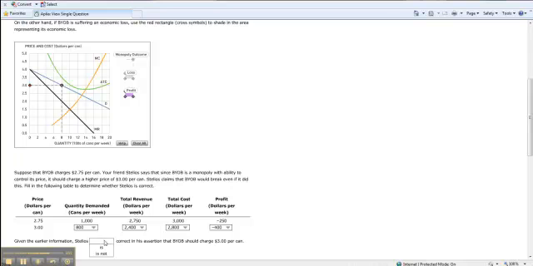So in this particular case, this person is not correct about the assumption that just because you charge a higher price, you're going to end up with more profit.